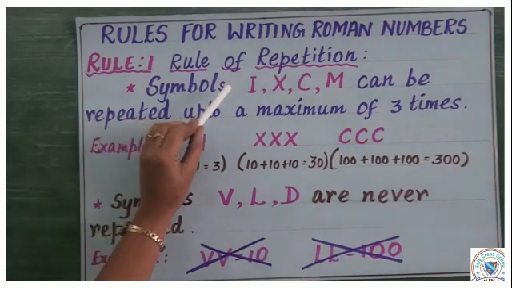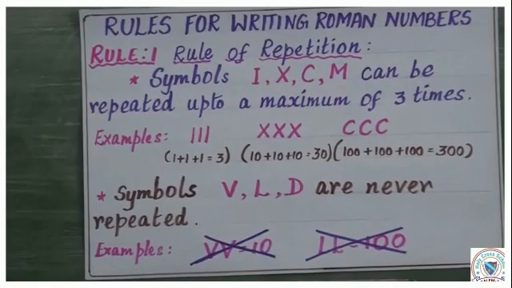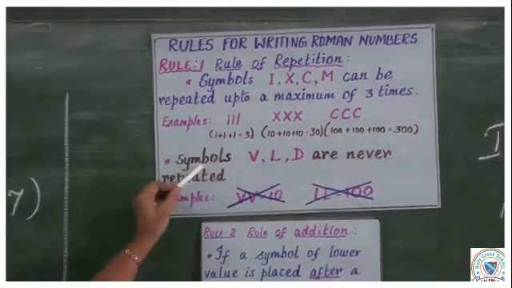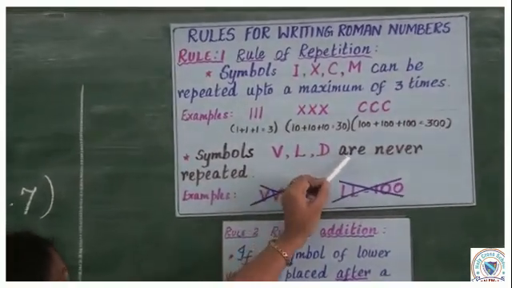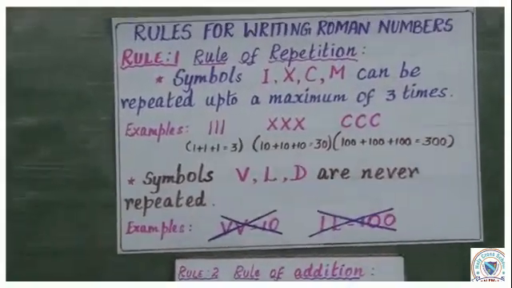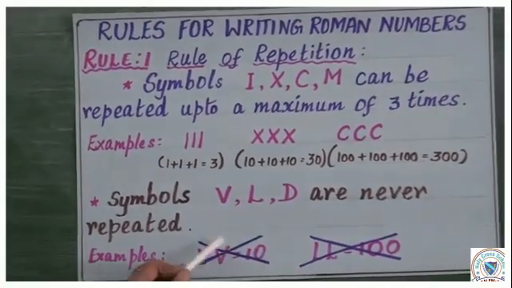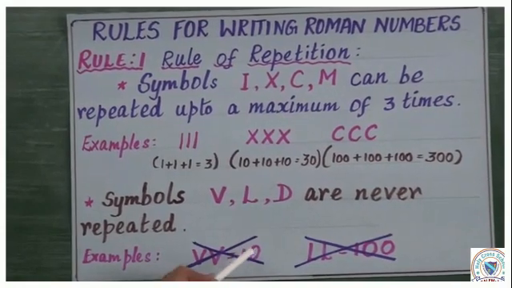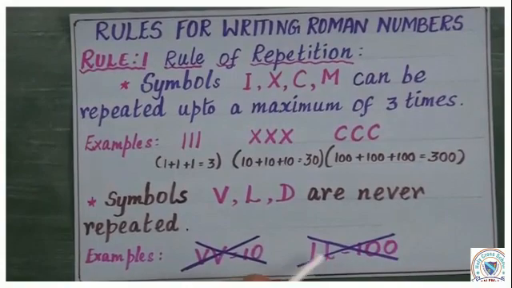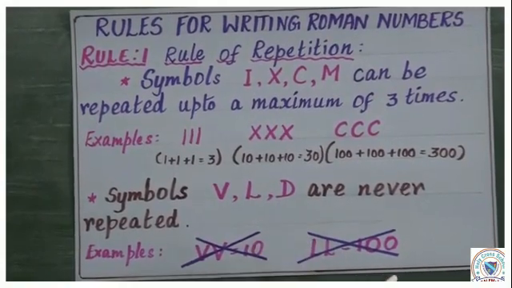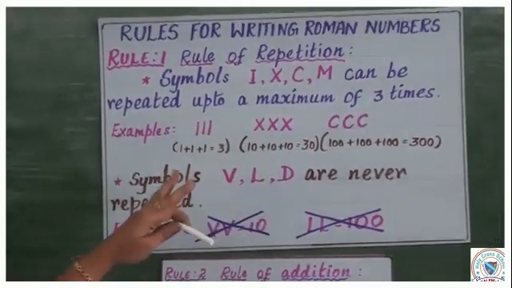When you learn the first rule, remember what cannot be repeated also. Symbols V, L and D are never repeated. For example, see V, you cannot write 2 times and say it as 10. That is wrong. And you cannot write L 2 times and say that as 100. That is wrong. So the first rule is clear for all.